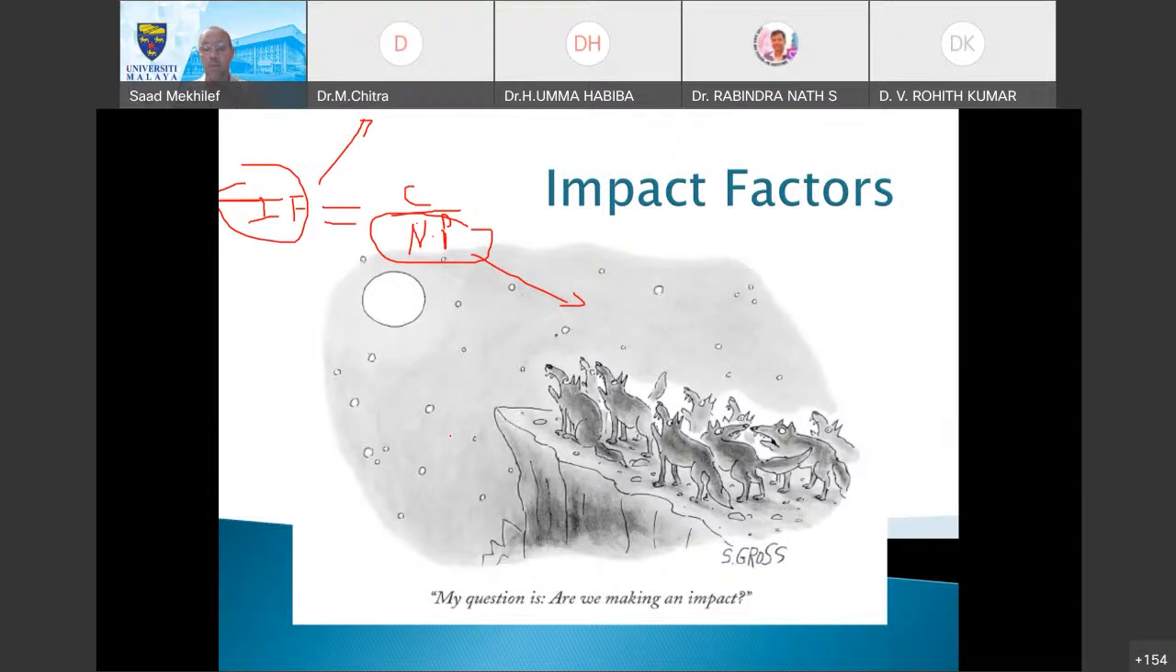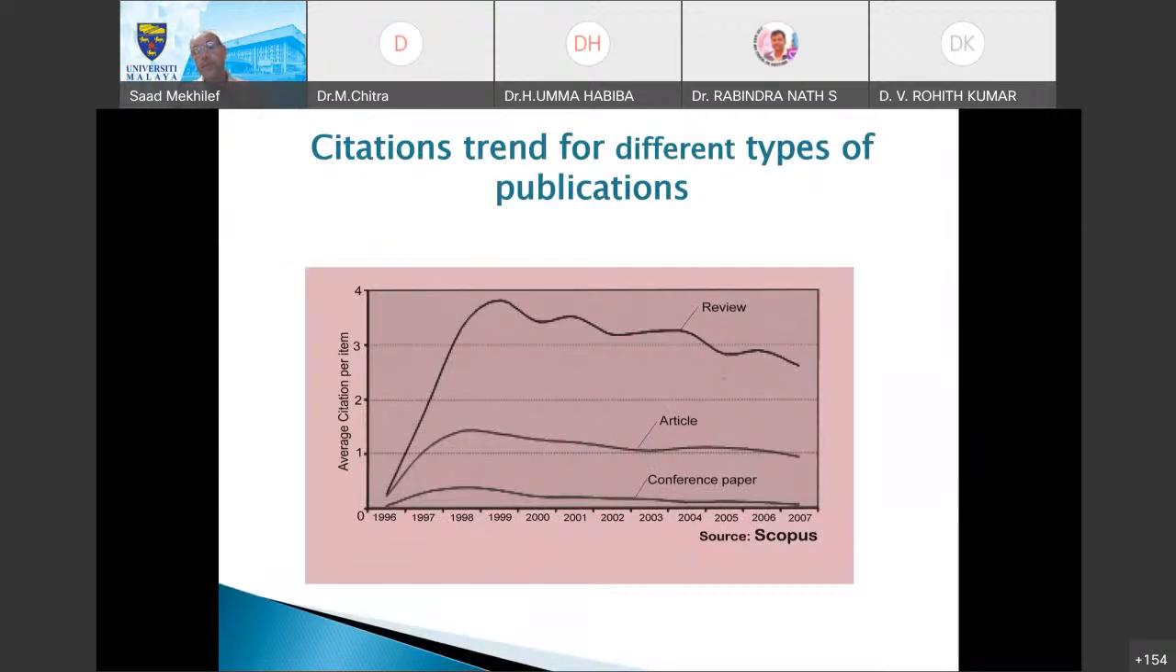Okay, that's the same as producing a book and then no one buys the book. So that's actually the way to measure the impact of your work. And in the publications, there are many forms of publications. There are, for example, review papers, original articles, conference papers, notes. There are many, many forms actually. But the most common ones are these three: review papers, original articles, and conference papers.